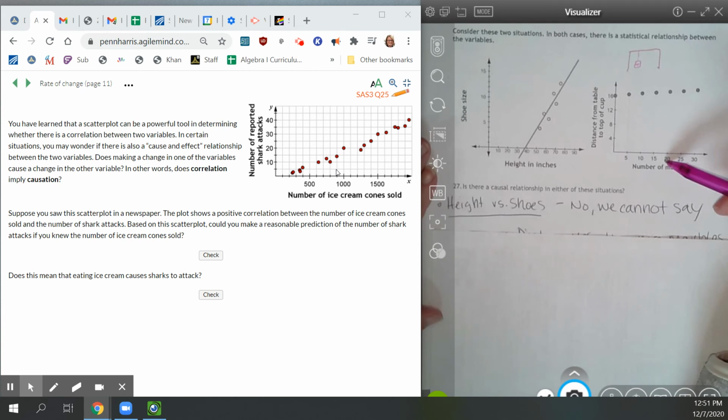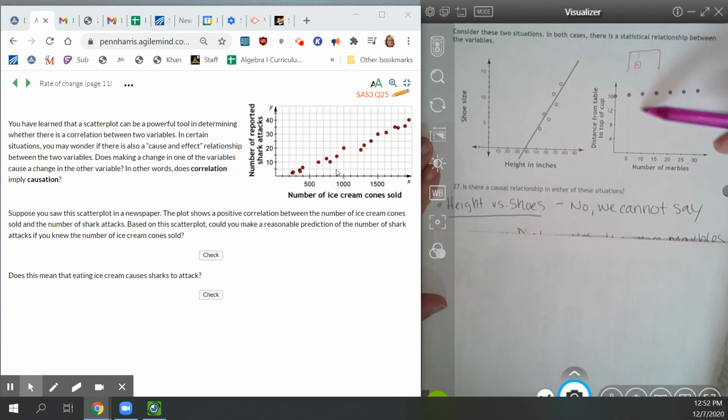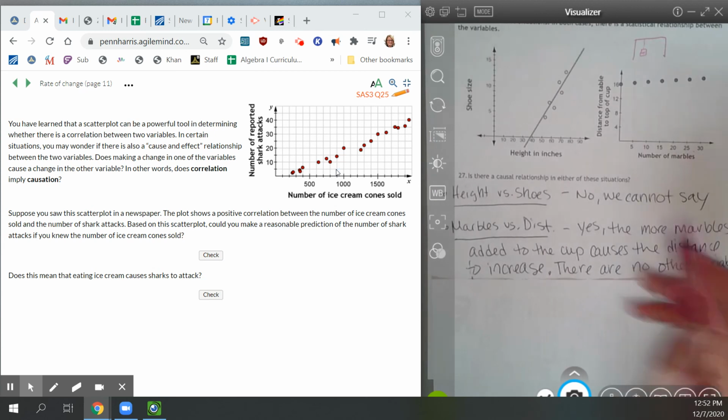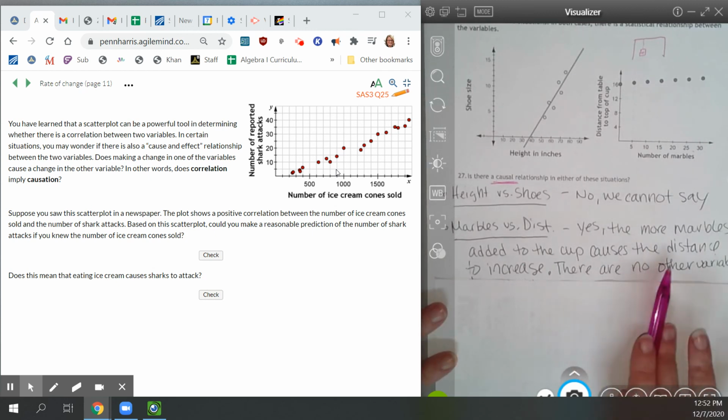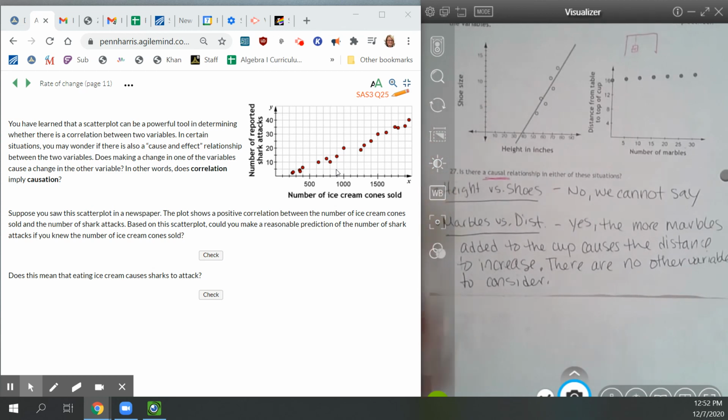But if we look at the number of marbles, guys, every time I drop a marble in, that cup is going to get further down. Nothing else matters there. And if you notice, these data points are not randomly scattered. They are going in an increasingly steady line. Okay. So yes, we can say that there is a causal relationship between the marbles added to the cup, because the number of marbles added causes the distance to increase. There are no other variables to consider in this problem. Drop the marble in, the cup gets closer to the ground.